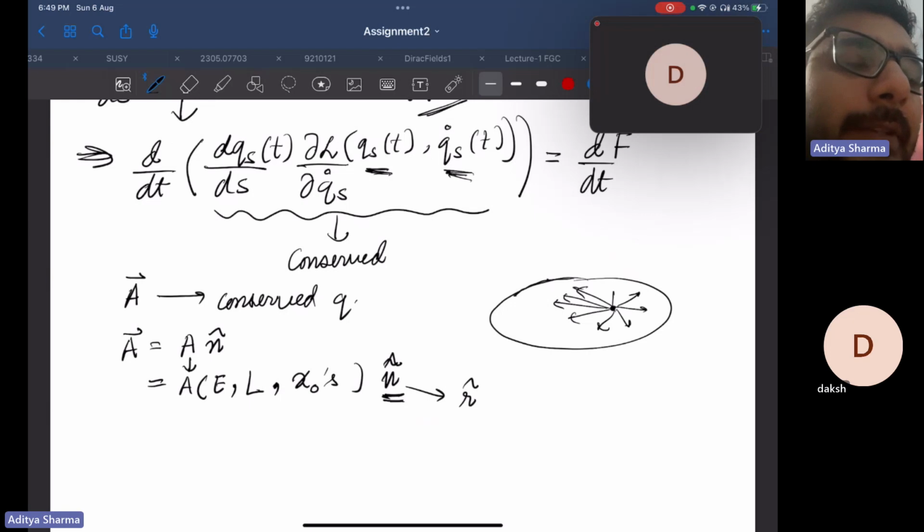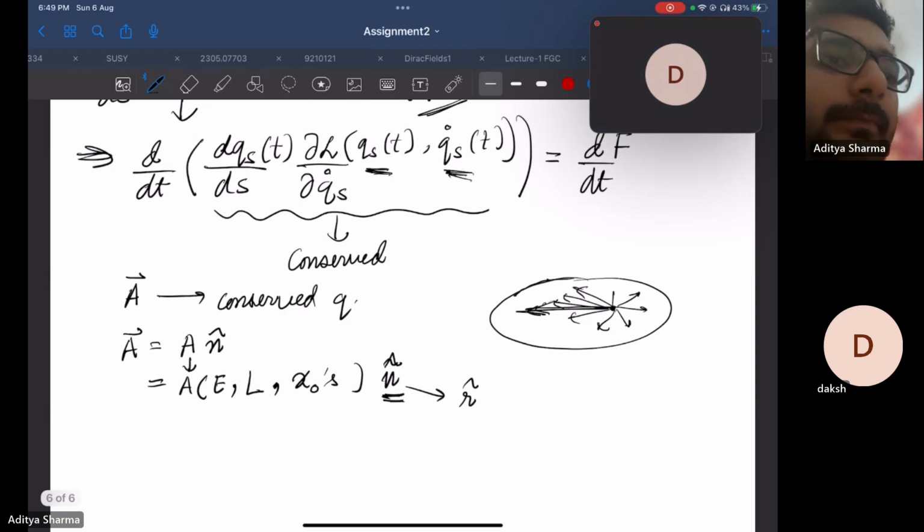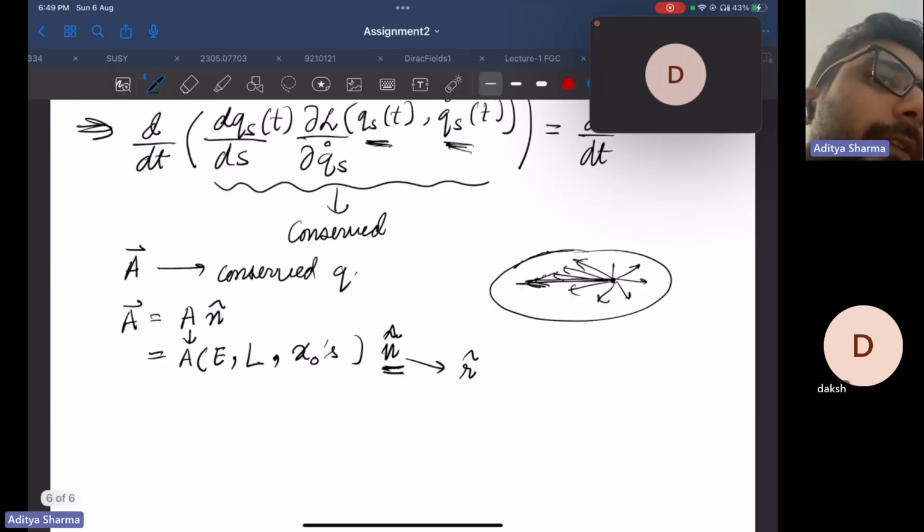But this n cap is fixed. It's some vector, which is directed along the semi-major axis. That is why it's said that he's introducing that angle, alpha, but it's the direction of the vector itself which is unchanged. The whole of the quantity is unchanged, right?